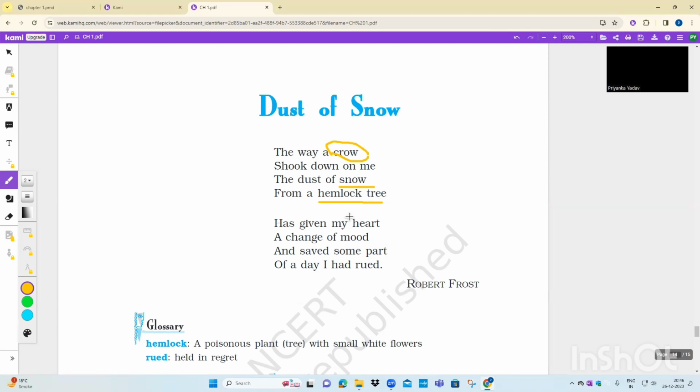So the poet has used crow and hemlock tree, which stand for sorrow and despair, in order to contrast them with snow, right? Just to contrast both these symbols with snow, he has used all these symbols together. So snow here stands for positivity and joy. So basically, snow signifies the elation or the happiness that the poet experiences after being touched by it.